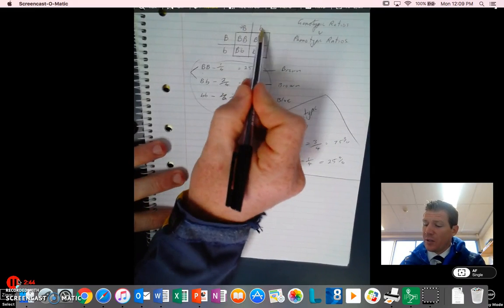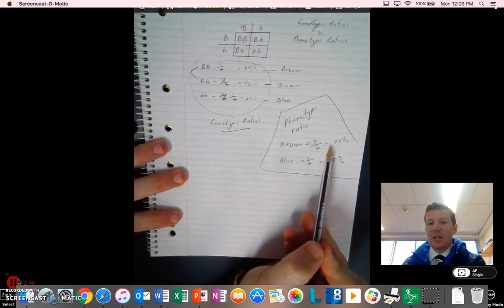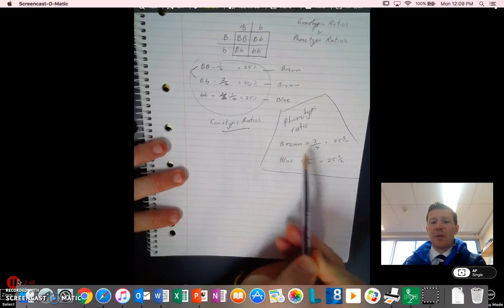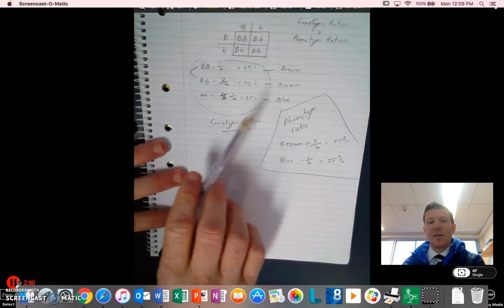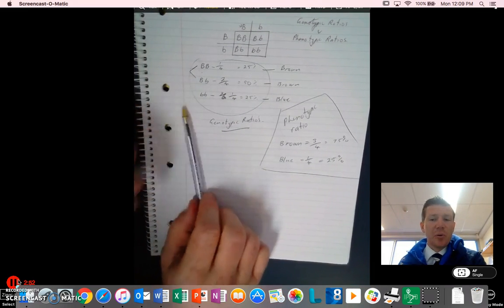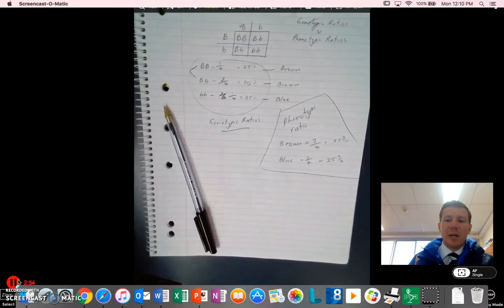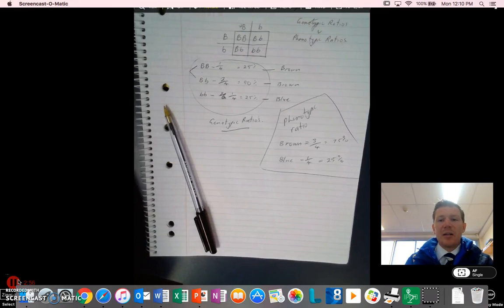So we could say that with these two parents here, they have a 75% chance of having a brown-eyed child, a 25% chance of having a blue-eyed child. So it's important to know the distinction there. It can be more complex, but it's as basic as that. You just need to think through it.